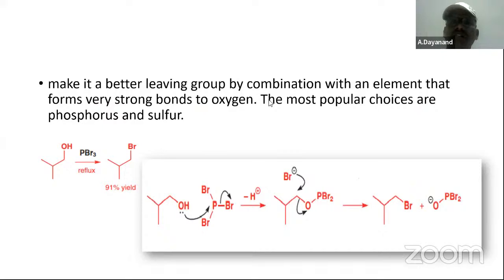Okay, make it by combination with an element that forms very strong bonds to oxygen. The most popular choices are phosphorus and sulfur. Okay, to change it into a better leaving group, another route is PBr3. Okay, we are converting this OH into a best leaving group. In that way we can easily convert them into a best leaving group.